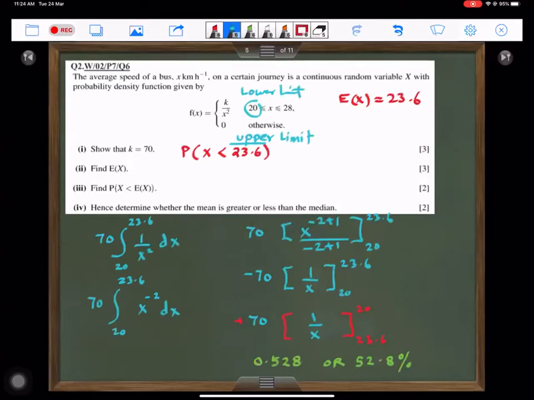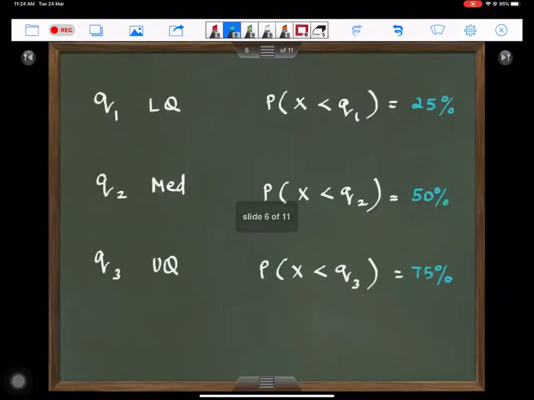Probability x is lesser than expectation of x. Expectation of x is 23.6. The unrounded value should be used, as the upper limit. The lower limit of this function is 20. Integrate, and the answer we obtain is approximately 53%. Then, stating the universal truth. Focus on the median right now.